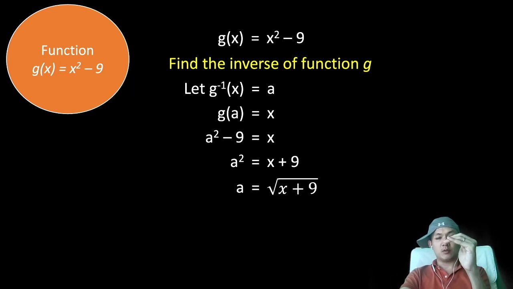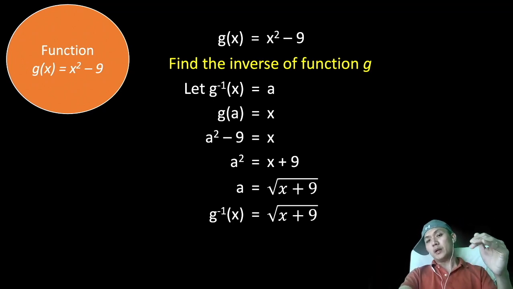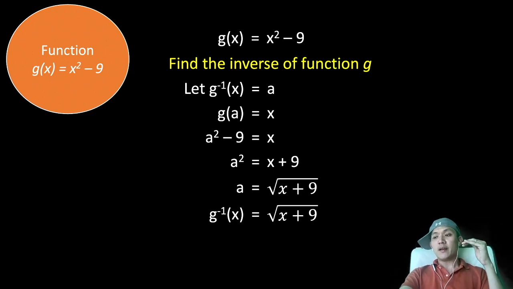a is equal to root of (x plus 9). We also know that from the first step, a is also equal to the inverse of g. So the inverse of g equals root of (x plus 9). That's all, guys. You need a lot of exercise in this, but always remember the first step is always write down your function and then let your inverse function equal something. And then switch it around, run the algebraic operations, and there you go with the answer.